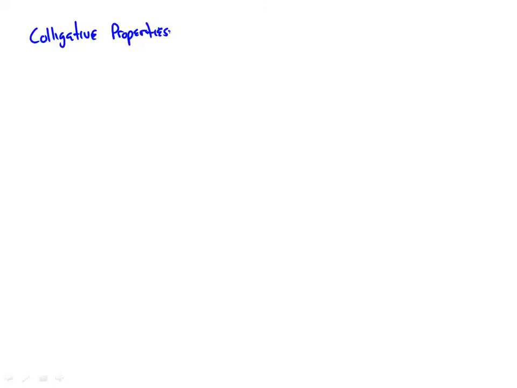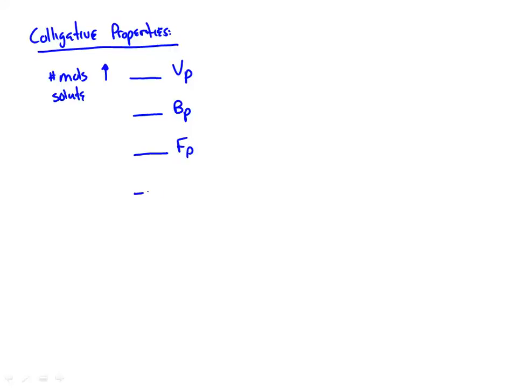Well, that's where we use molality, right? So colligative properties are basically saying that as the number of moles increases, we know some things about vapor pressure, boiling point, freezing point, and osmotic pressure. So as the number of moles of solute increase, what happens to the vapor pressure?